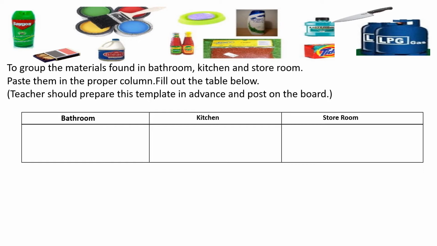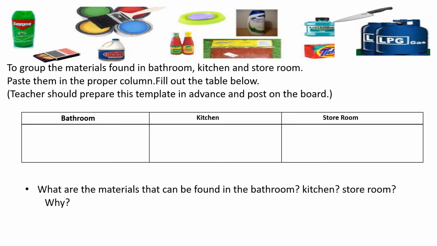After 5 minutes, we are going to answer this activity. Now we are going to answer, okay? Very good. The Vigon is in the storeroom, the matches in the kitchen, the paintbrush in the storeroom, the Clorox in the storeroom, shampoo in the bathroom, soy sauce in the kitchen, Tide in the bathroom, LPG in the kitchen, knife in the kitchen.